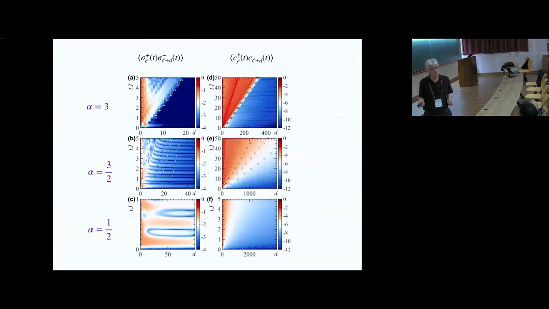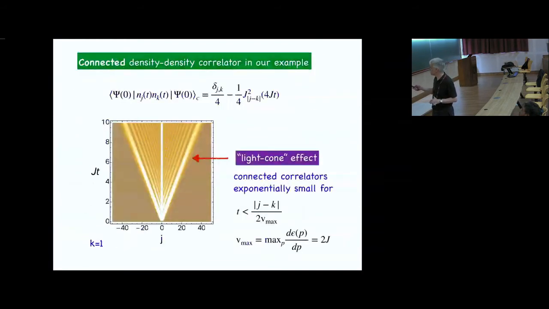No, absolutely not. The statement I'm making, and I will explain where the light cone comes from in a moment, is that in connected two-point functions, equal time two-point functions, after a quantum quench, there is a light cone effect. Always. You always find it. For short-range interactions, you always find behavior like this.